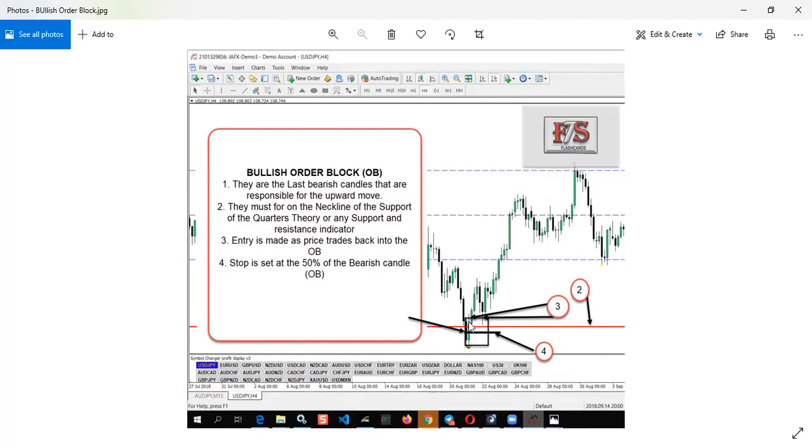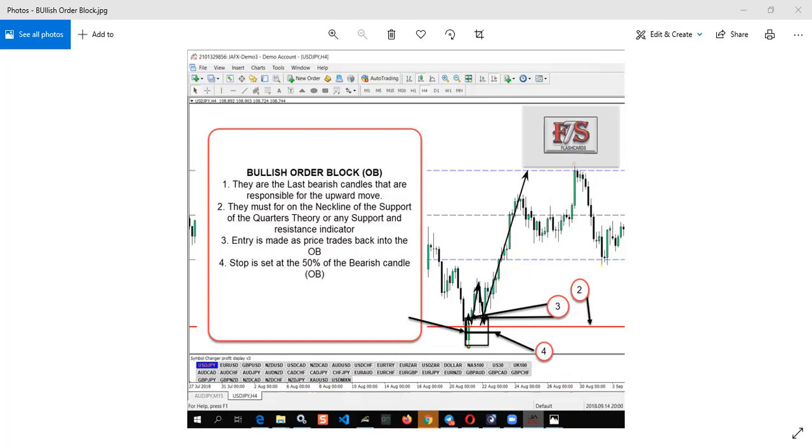So look at it. This is the last bearish candle, and as price trades below it, it is validated. The retest is when price trades back into it. So this was the retest of it, and that was it. You can say this was a good retest, and that's how price moved away from it. So we can say that is a bullish order block, right?